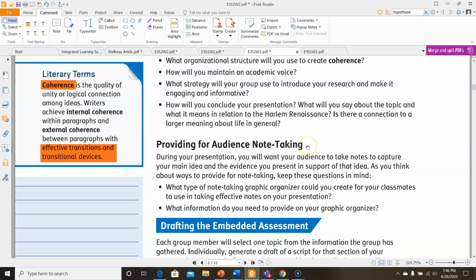So, providing for audience note-taking. During your presentation, you want to make sure your audience is taking notes so that they could capture your main idea and evidence that you're presenting in support of your idea.